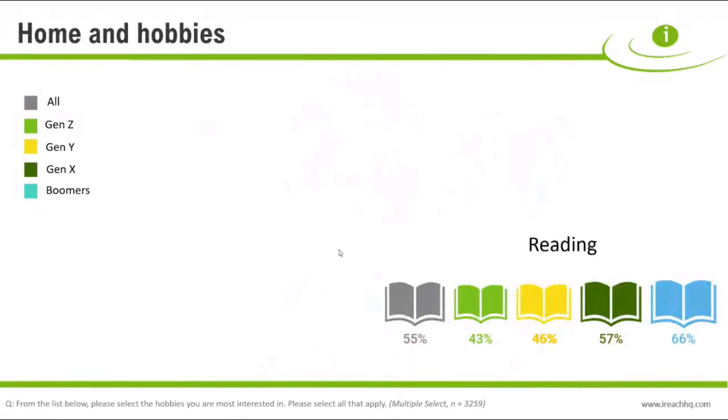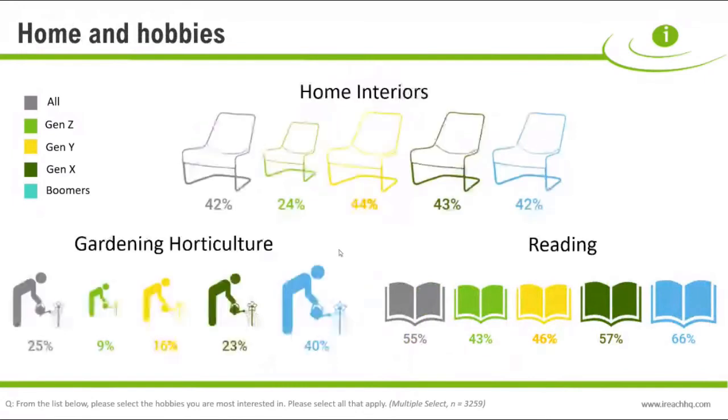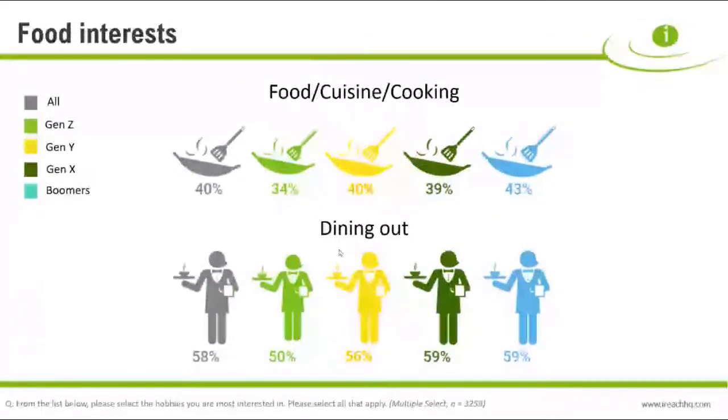Lowest interest in reading amongst Z and Y, same for horticulture, and then home interior. So again, it's easy to see some of these common life stage attributes where different age groups are just not engaging with particular activities or interests. Foodies here and dining out, again, you see similar themes, but dining out is quite strong. There's not a huge variance in terms of those dining out or interested in dining out as a hobby across all age groups. So that's good if you're in the food or the hospitality sector.